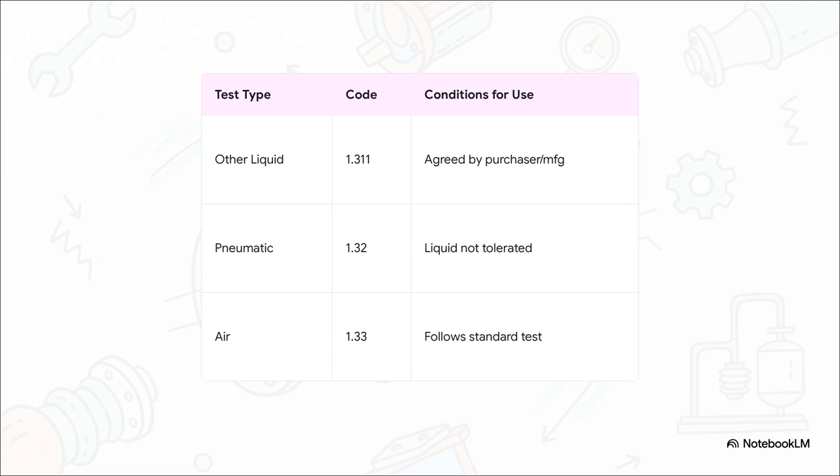Finally, under 1.33, you've got a supplementary air test, but that one must be preceded by the standard hydrostatic water test, and the pressure absolutely cannot exceed the hydrostatic limit.